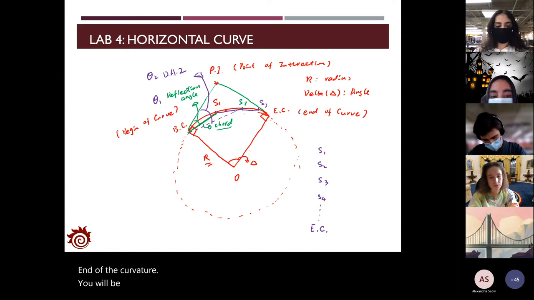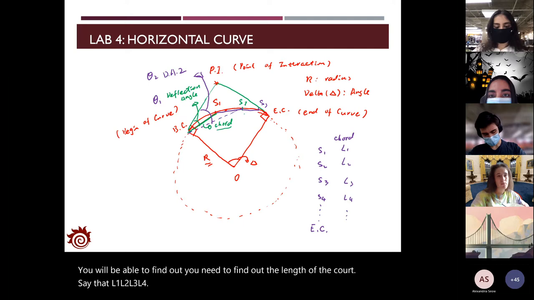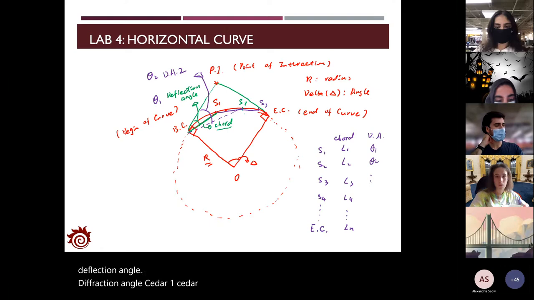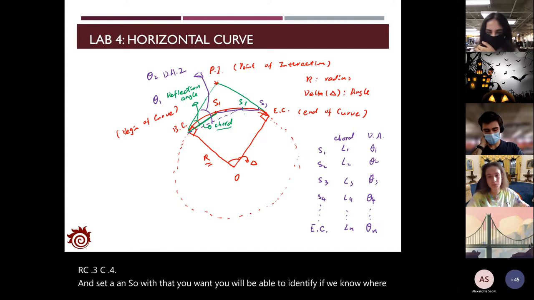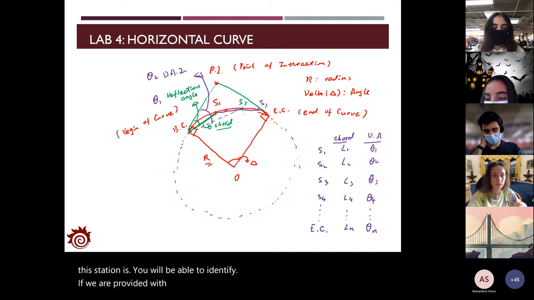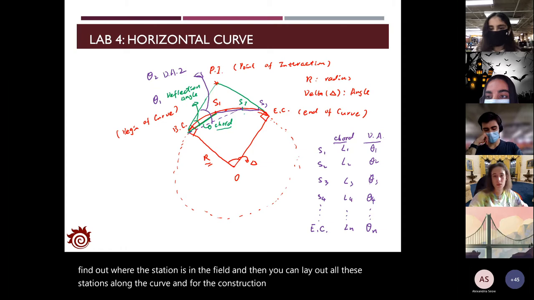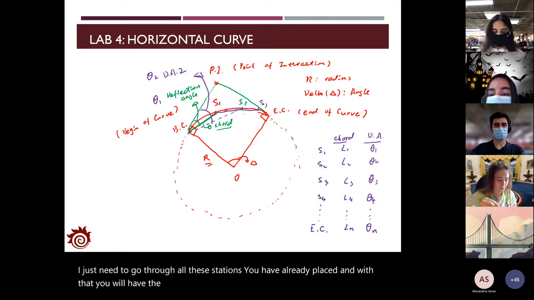You'll need to find the lengths of the chords, say L1, L2, L3, L4, and the last one, Ln, and the deflection angles theta 1, theta 2, theta 3, theta 4, and theta n. If you are provided with the chord length and the deflection angle, you are able to identify where the station is in the field. Then you can lay out all these stations along the curve. For construction, you just go through all these stations that you have already placed, and with that, you will have the horizontal curve on the road.